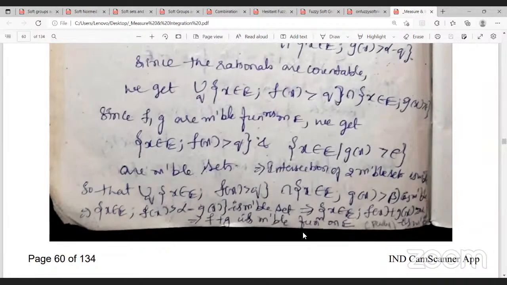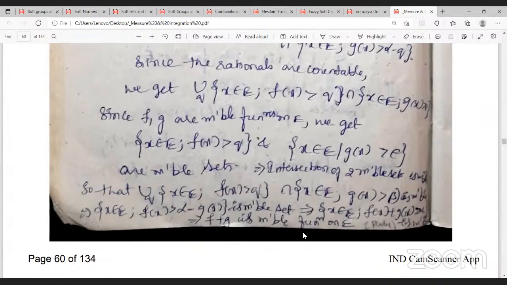Which implies x belongs to E such that f square greater than alpha is a measurable set. Therefore, finally, f square is a measurable function.